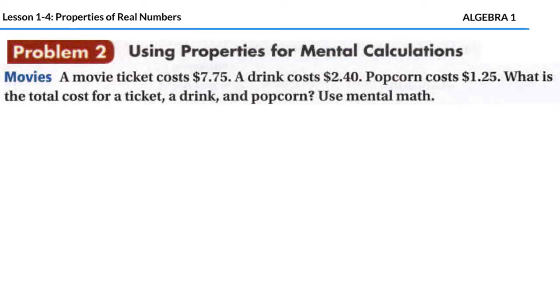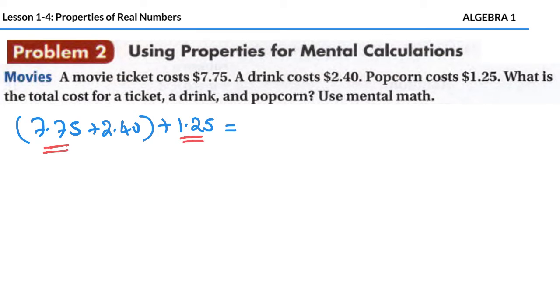A movie ticket costs $7.75. A drink costs $2.40. Popcorn costs $1.25. What is the total cost for a ticket, a drink and popcorn? Use mental math. So, now we can easily add 7.75 plus 2.40. We can add that together with 1.25, or we can also group them. We can group the decimals first. Whichever decimal is easy for us to add, we can do this.